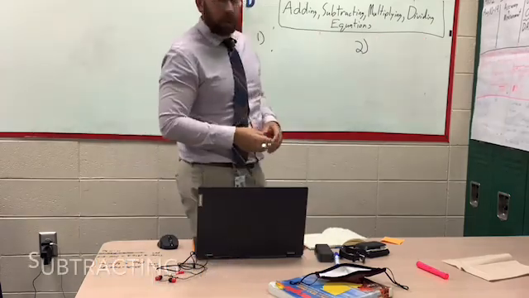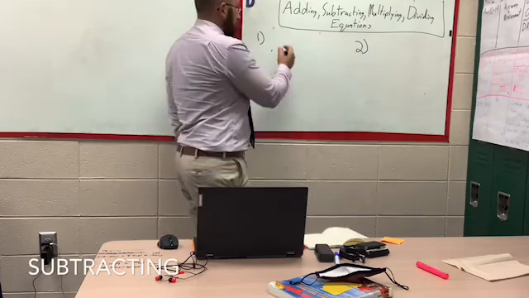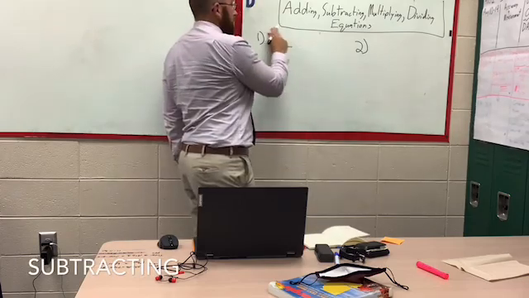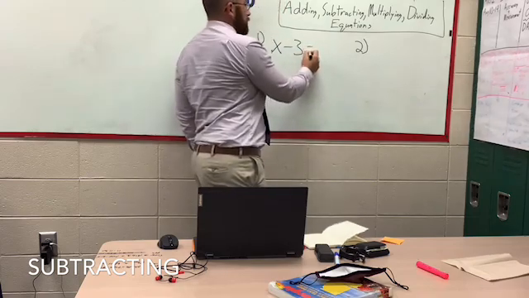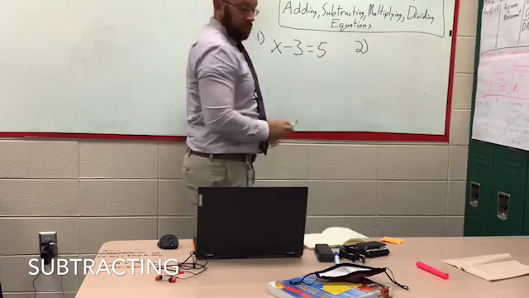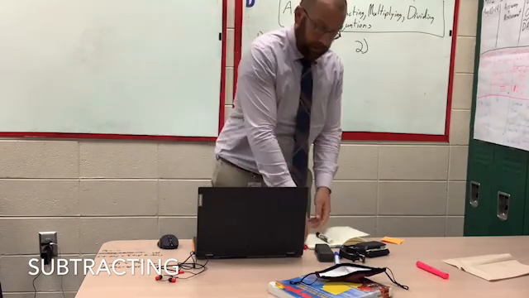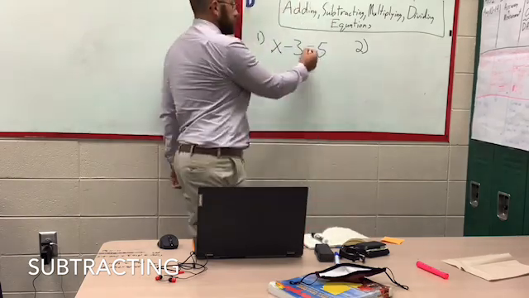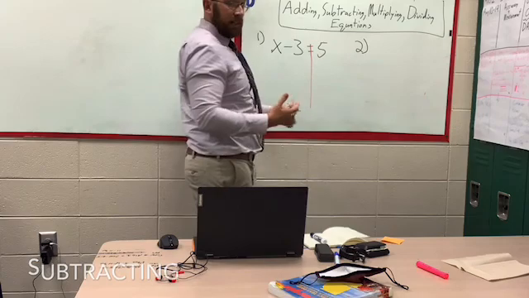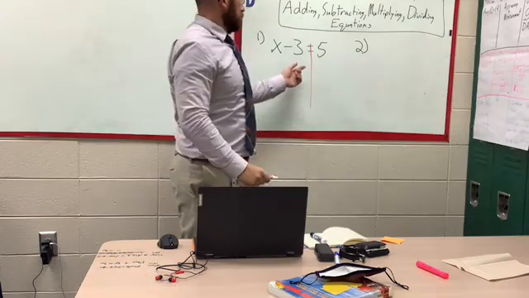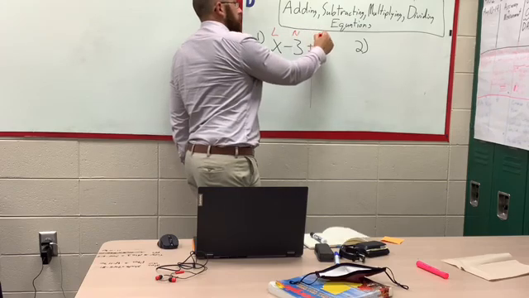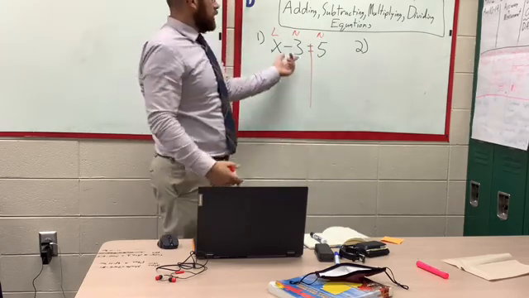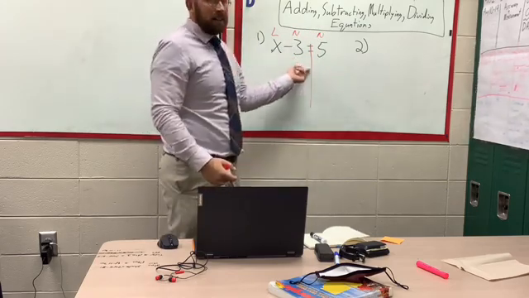So now we're going to do subtraction. X minus 3 equals 5. What's the first thing we do? We draw the wall through our equal sign. It splits it into 2. Now I'm going to label it just for consistency. So now I am x minus 3.